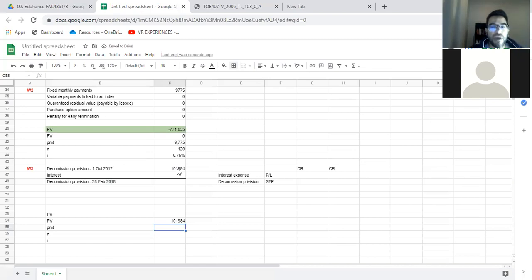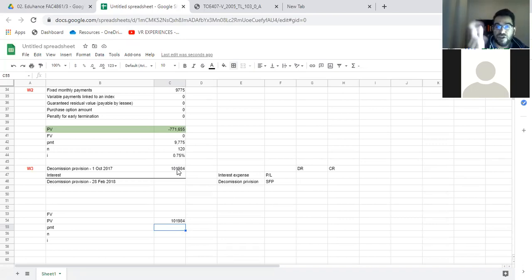The PMT: with a decommissioning liability, there's no fixed regular payment. All that happens in the real world is that it's required by law, for mining companies and so forth. A mining company obviously mines, and they destroy the ground. At the end of the mine, what do they have to do? They have to restore the ground to its original condition, or to a certain condition that is environmentally friendly. So they would estimate how much it will cost.